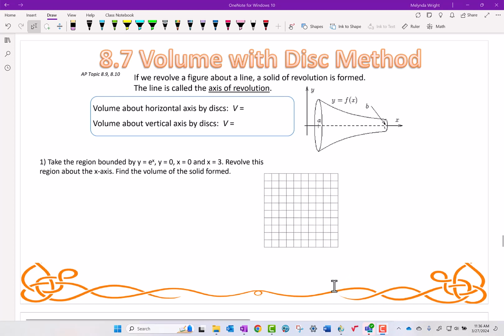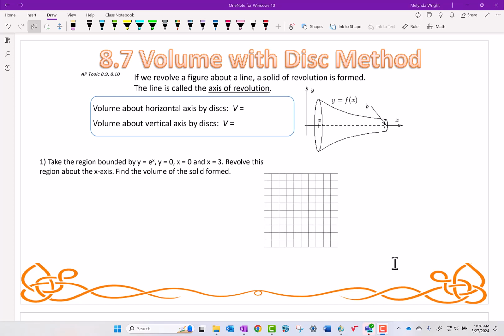All right, let's take a look at our lesson for today. So today we're going to be looking at a little bit of a different take on volume. This volume has to do with rotations. It's a revolution or a rotation. And so before I start on the problem, what I would like to do is show you a visual of what we're going to be doing.